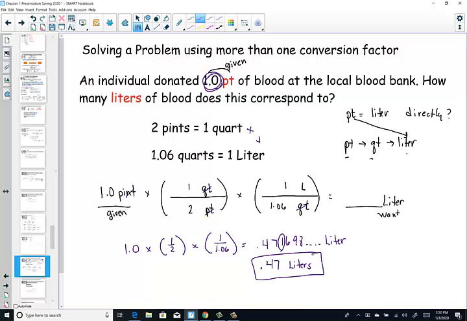Take a moment and pause and just go through those steps so you can see what we've done. We used 2 conversion factors to bring us from pint to liter.